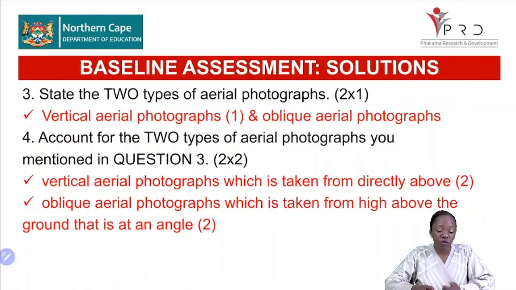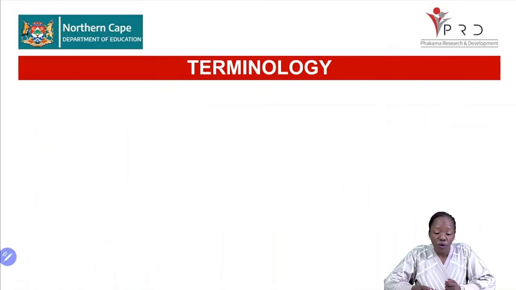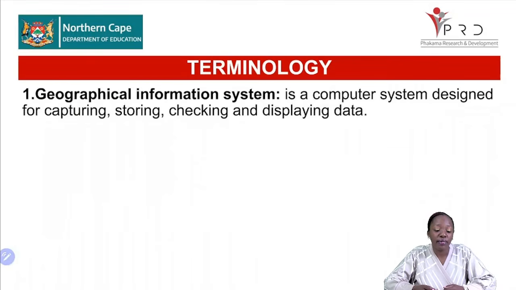And then secondly, we have our oblique aerial. Oblique aerial, remember we are talking about the photographs or the pictures which are taken from high above at an angle. Then we're going to look at our terminology. In our terminology, number 1, geographical information system. Remember our lesson, it's based on your map interpretation as well as your GIS. So GIS stands for Geographical Information System. And also you must be able to define it.